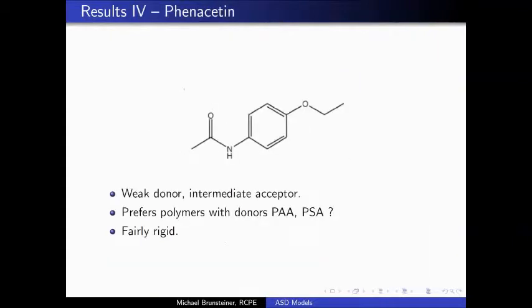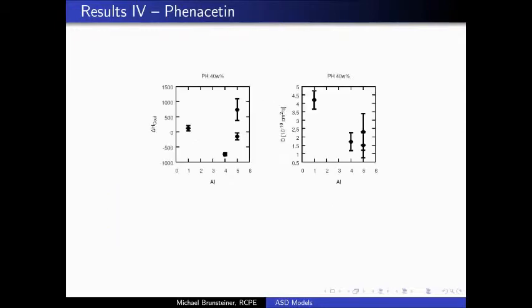And the third compound that we looked at was this Phenacetin, which is similar to the previous one, actually. It's a little bit smaller and more rigid. And that's again a weak donor and an intermediate acceptor, and we might assume that it prefers these sort of polymers due to the hydrogen bonding interactions. What we see actually is that the energetic factors don't correlate at all with stability. What does, and you might argue that this correlation sucks.